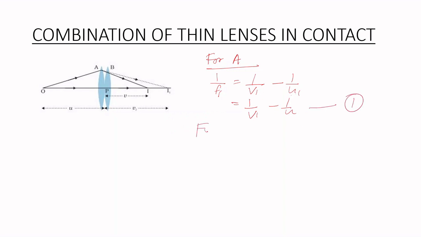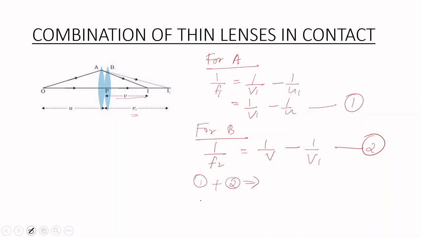Now for lens B, we will write the formula: 1 by f2 is equal to 1 by v minus 1 by u1. Instead of v1, what we have here is v, so we put v. Instead of u1 we have v1 here, so we put 1 by v1. This is our equation number 2. f1 and f2 are the focal lengths of these lenses A and B respectively. Now we will add these two equations 1 and 2.